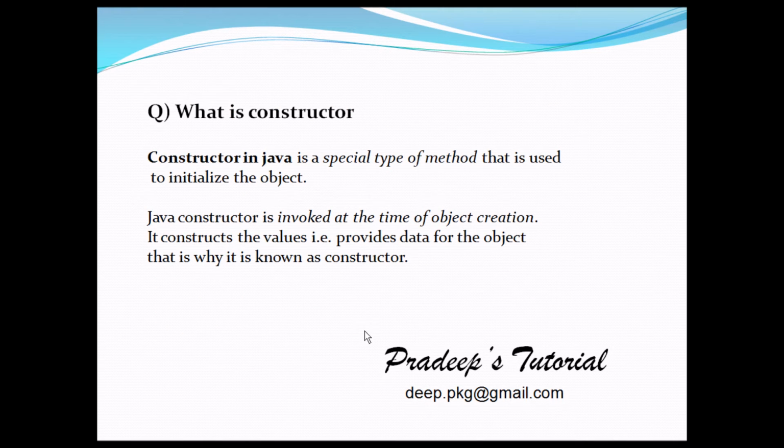So our first question was, what is constructor? Constructor in Java is a special type of method that is used to initialize the object. Java constructor is invoked at the time of object creation. So basically it constructs the object and we pass data to the object. When we are creating the object, at that time only we'll pass the values to the object. So that's why it is known as constructor.